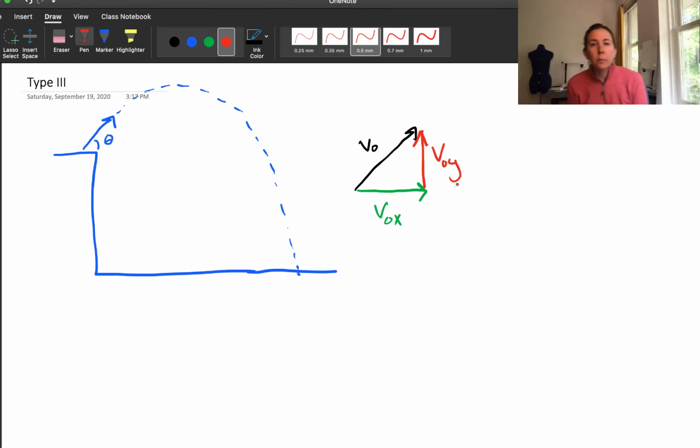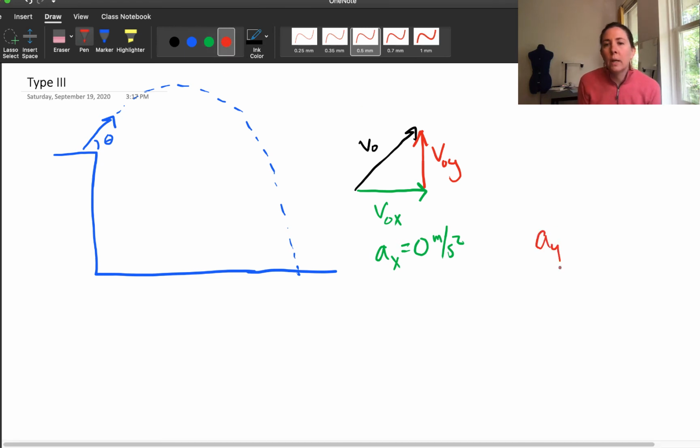From here, remember the acceleration in the x direction is going to be equal to 0 because after it's shot, there's nothing that's pushing or pulling on it. And the acceleration in the y direction will be equal to opposite g, or -10 meters per second squared, that gravitational field strength.